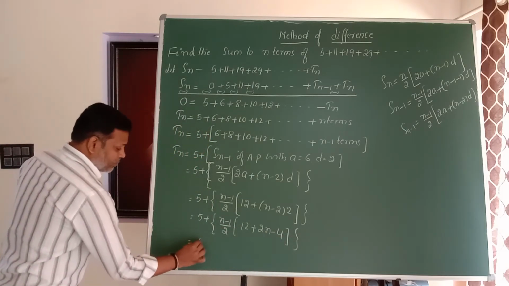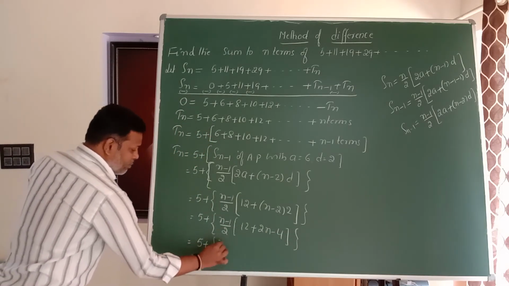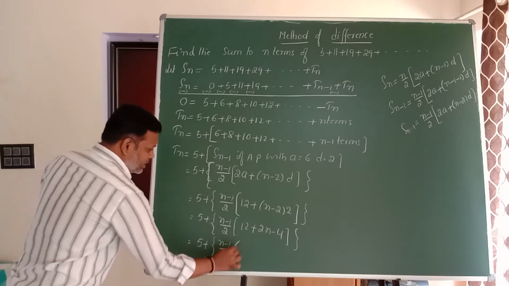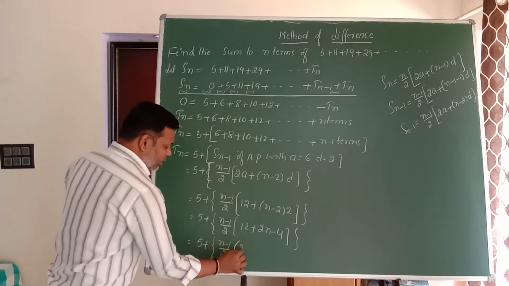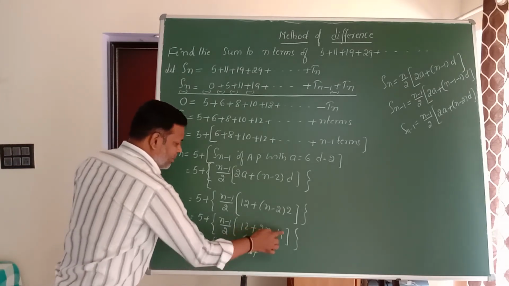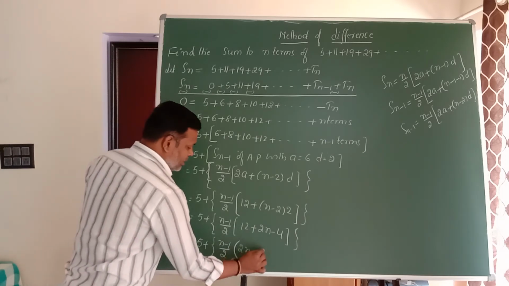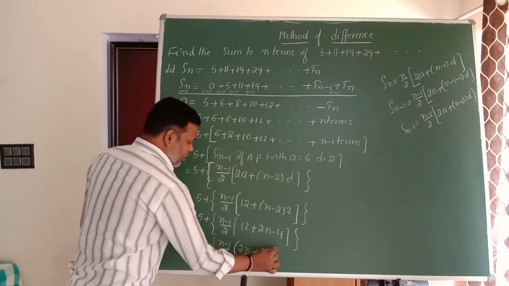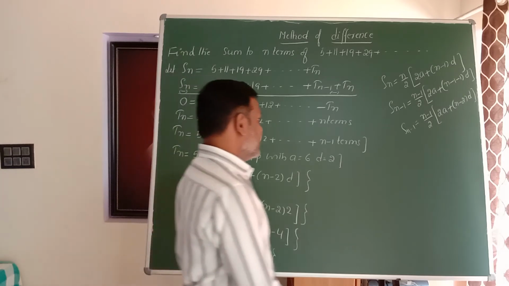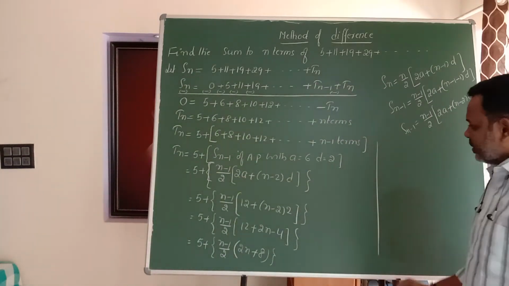Therefore, this becomes 5 plus (n minus 1) divided by 2 into, simplify this, write down 2n plus 12 minus 4. What is 12 minus 4? That is 8. So now I can simplify here. Look at me, I am going to simplify here.